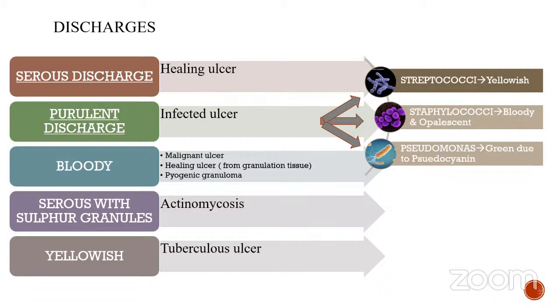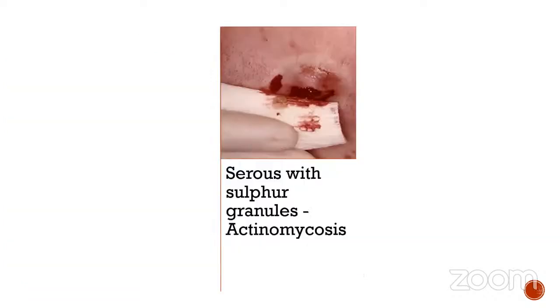And if the organism affecting is Staphylococcus, it will usually be bloody in nature, bloody and opalescent. If Pseudomonas is infecting, this is important. If Pseudomonas is infecting an ulcer, it can give a typical green color discharge, and the green color is due to pyocyanin present in the Pseudomonas. So these are the different types of ulcer discharge. This is a picture of an actinomycosis ulcer. Here, in the tissue paper, you can see sulfur particles, sulfur granules.